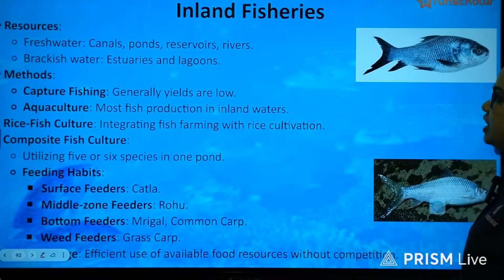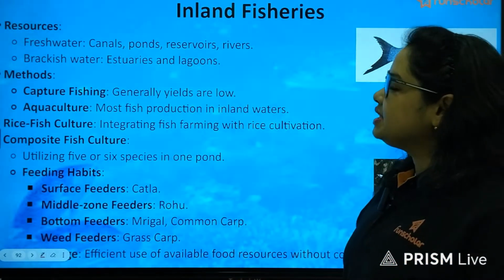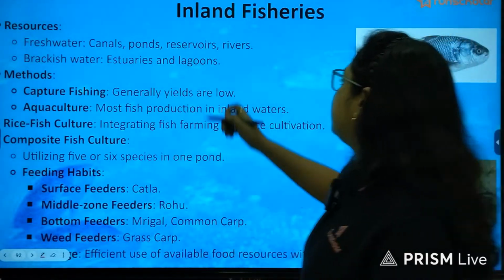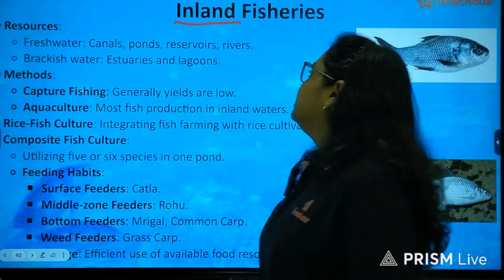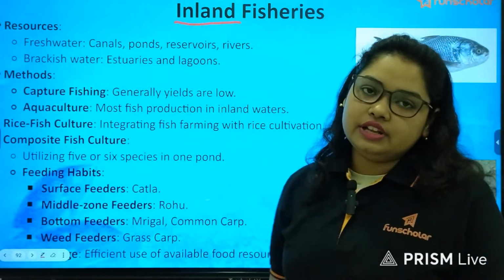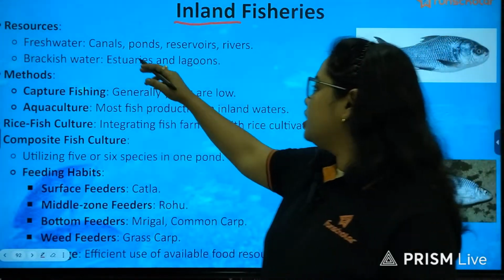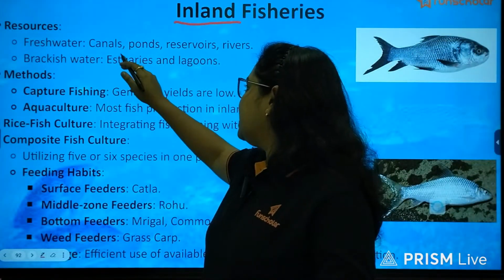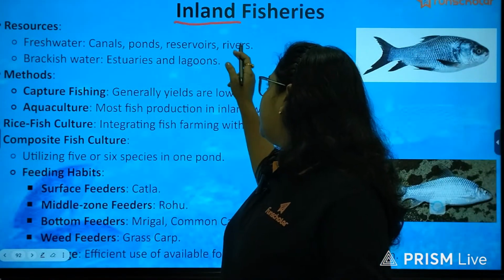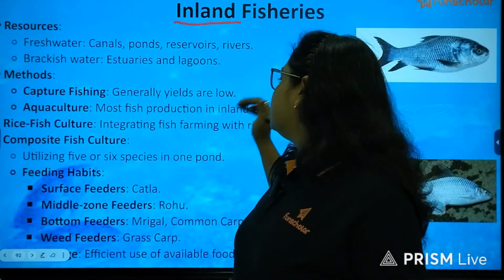Inland fisheries means the sources which are present within the land. That is why the name inland. The seas and oceans are present beyond where the land ends, beyond land we can say. But freshwater sources such as canals, ponds, reservoirs and rivers are present within the land only. So they are inland sources.